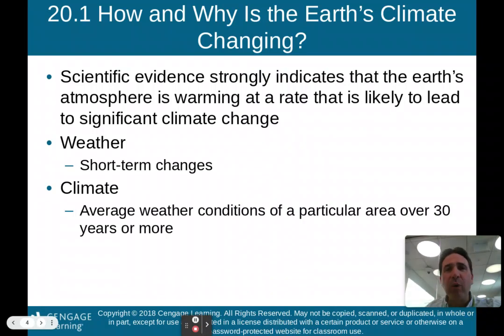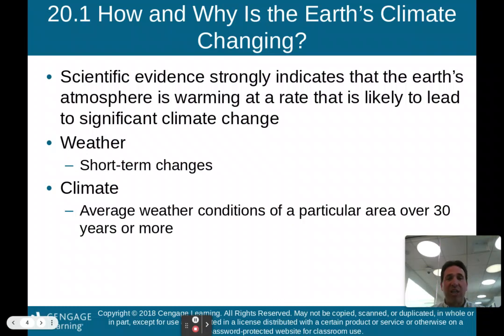So, how and why is the Earth's climate changing? Well, scientific evidence strongly indicates that the Earth's atmosphere is warming at a rate that is likely to lead to significant climate change. Just a review of some terms. Weather is short-term changes, right? What happens day to day, maybe 1 or 2 weeks. Climate is the average weather conditions of a particular area over 30 years. We're talking decades, centuries, things like that when we talk about climate.